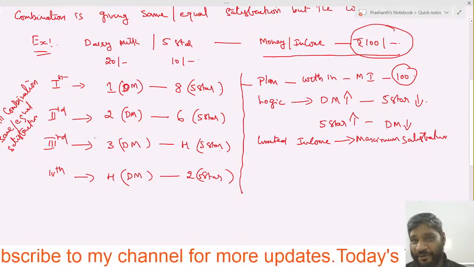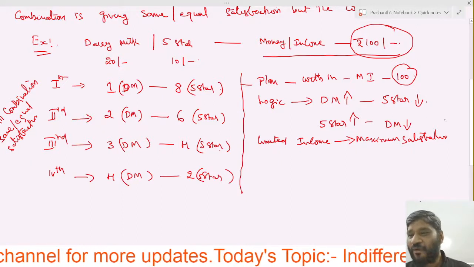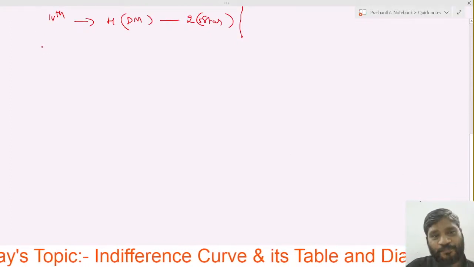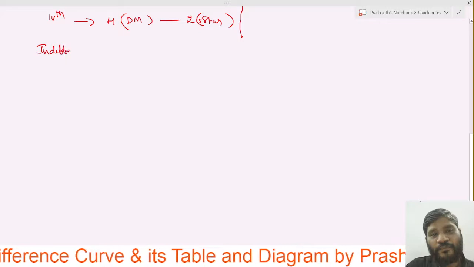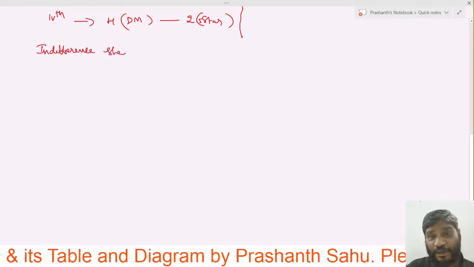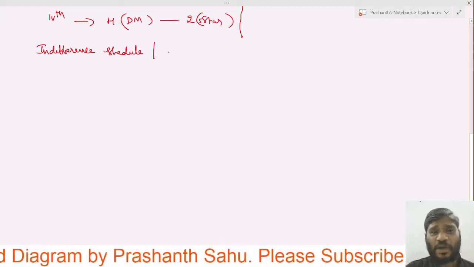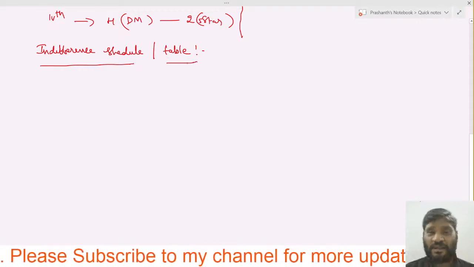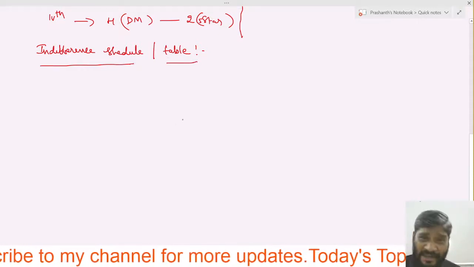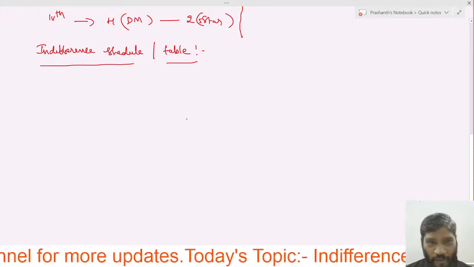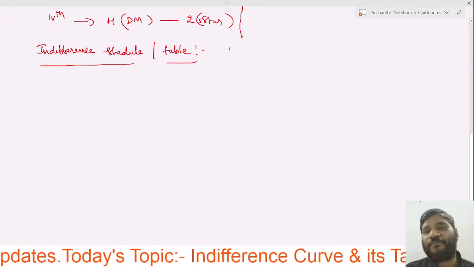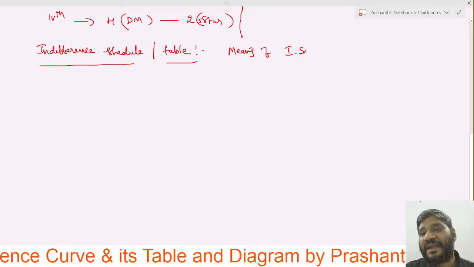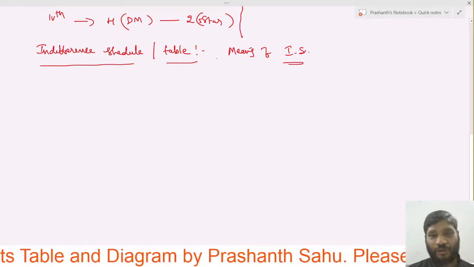Did you get it now? Did you understand the definition here? Right. So now we will prepare the indifference schedule. Indifference schedule or table, because this can also be explained with the help of a table. If you understand that example, the table is nothing before you. First of all, what is the meaning of indifference schedule? Let us discuss it.